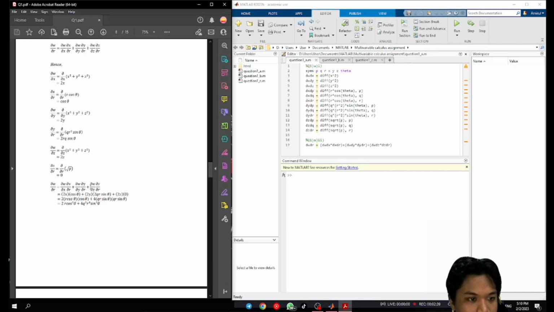Substituting what we get from here, we will get 2r cos square theta plus 4q square r cube sin square theta.